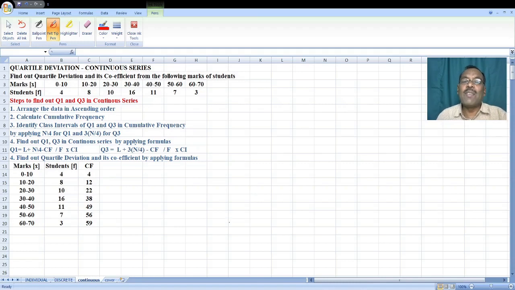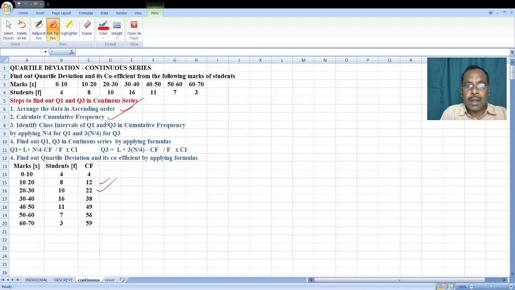Friends, today we are going to learn quartile deviation for a continuous series. Dear students, in a continuous series, to find the quartile deviation, first you have to identify the class intervals. Before that, you have to arrange the data in ascending order, like this: 0 to 10, 10 to 20, like that. After that, you have to find the cumulative frequency: 4 plus 8 is equal to 12, 10 plus 12 is equal to 22, like that.